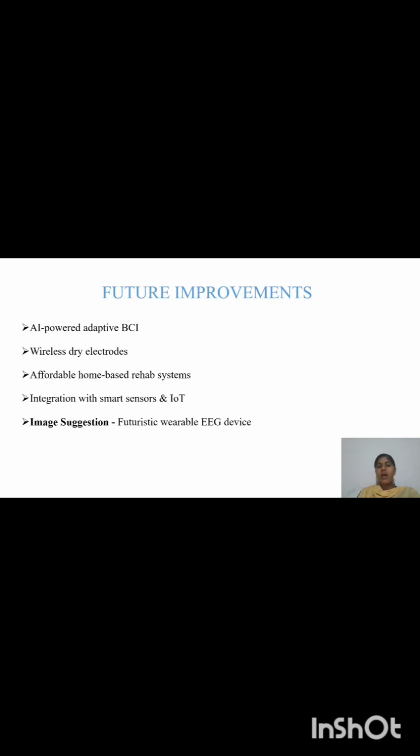Future improvements include AI powered adaptive BCI, wireless dry electrodes, and affordable home based rehab systems. The affordable home based systems are highly anticipated devices, with integration of smart sensors and IoT. In our current generation, all devices have these types of sensors and IoT systems. Image suggestion: wearable EEG devices.